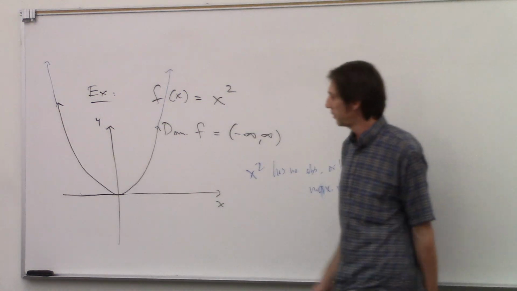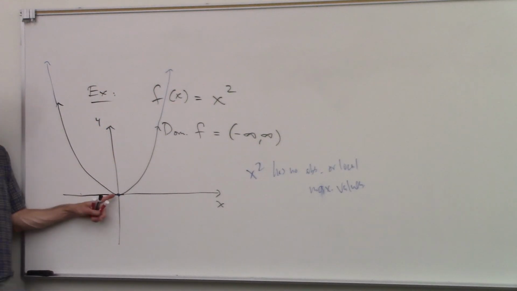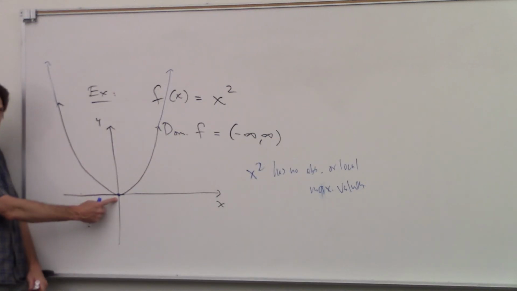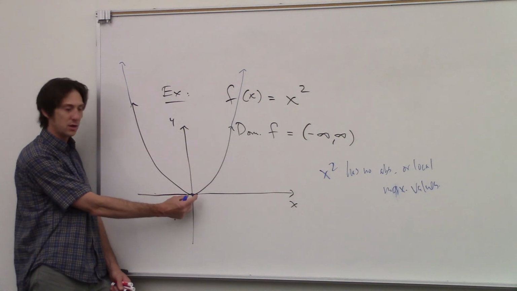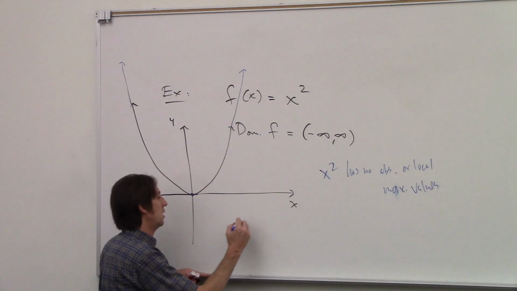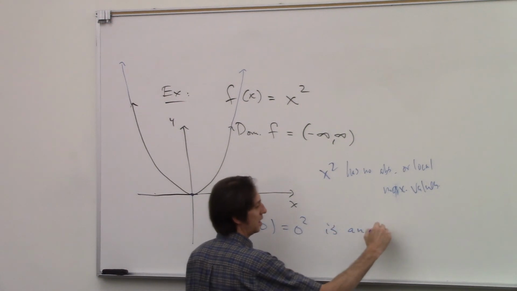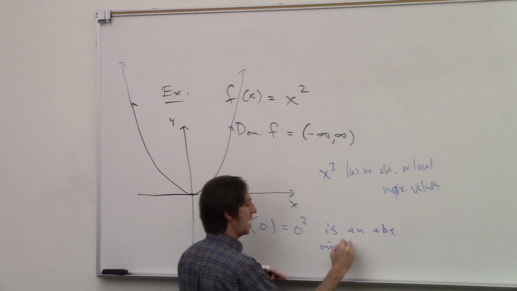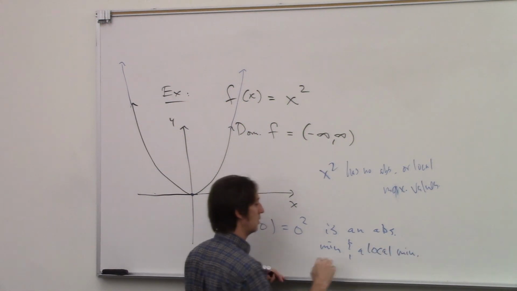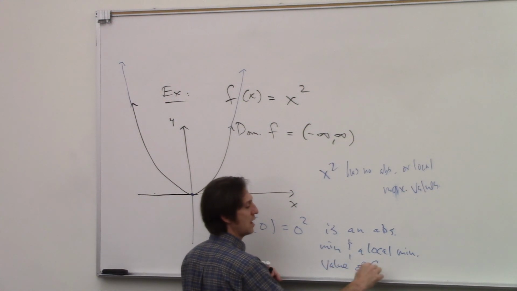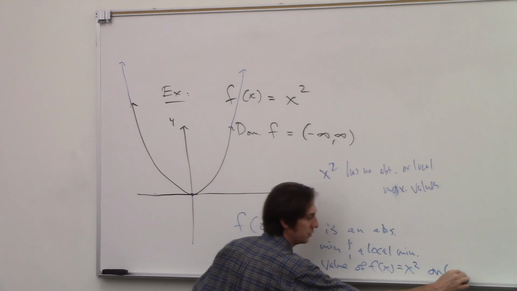What I can see, however, from the graph is that there is a lowest value. This is the lowest that the curve ever is, when x is 0. And it's also a local minimum, because it's the smallest value of anything nearby. So f of 0 equals 0 squared is an absolute minimum and a local minimum value of f of x equals x squared on minus infinity to infinity.